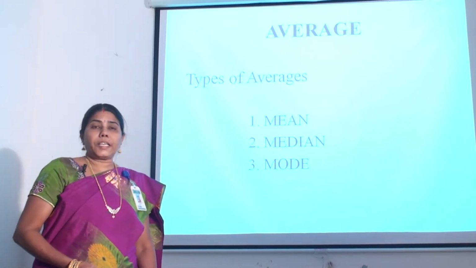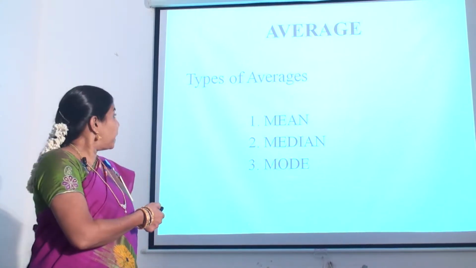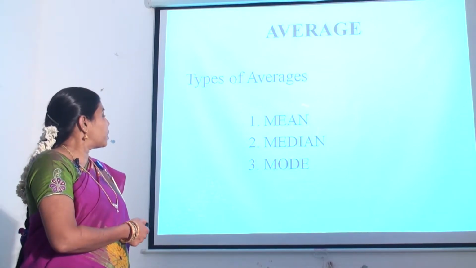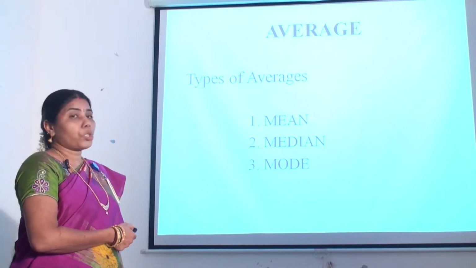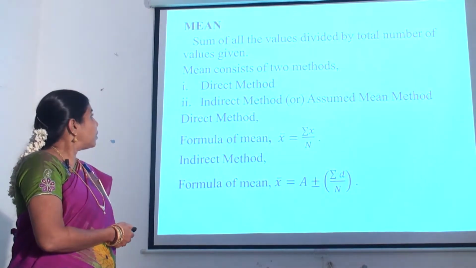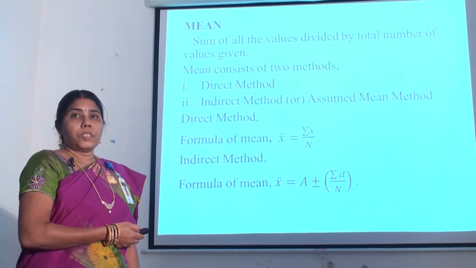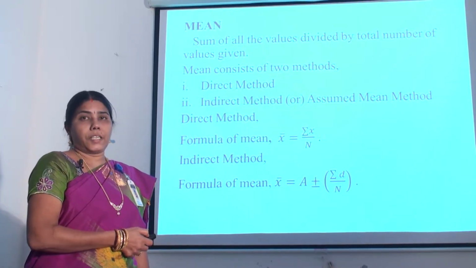There are three types of averages, namely mean, median and mode. Out of these three averages, in this class we are going to discuss about mean and its methods. First type is mean. Mean is an average. It is a measure of central tendency.